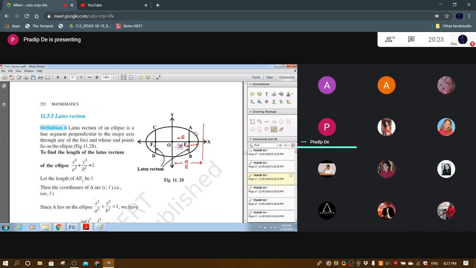Sir, why is it A by E? How did we get A by E? You can derive it. I'm not going to the derivation now. You can derive it easily using definition of ellipse.